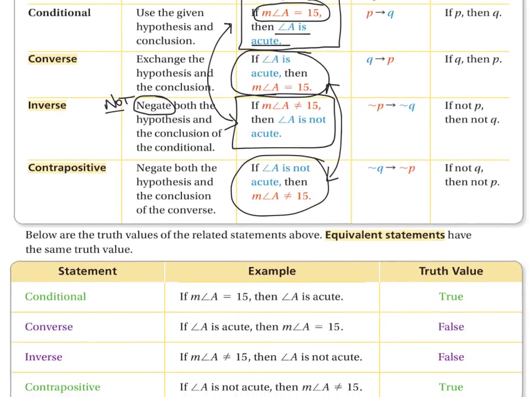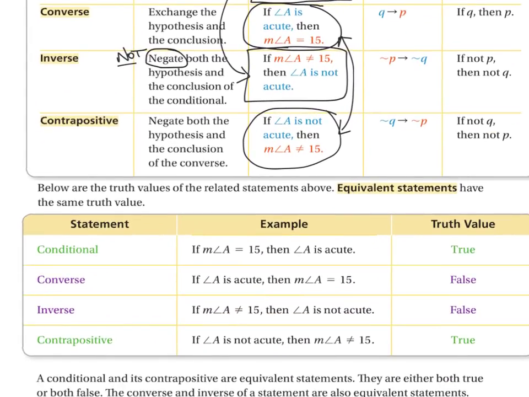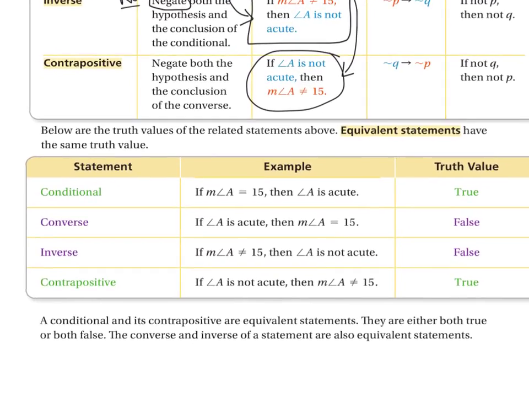So they're going to ask you to write these, and then they're going to ask you, are they true or false? If you go back and look at these statements, the original conditional statement says, if the measure of angle A is 15, then angle A is acute. Well, if A is 15 degrees, then that's an acute angle. That is true. The converse says if angle A is acute, then the measure of angle A has to be 15 degrees. Well, that's not true, because it says it's acute. It could be 89. It could be 33. It could be whatever number I want to put that's less than 90. So that's false.